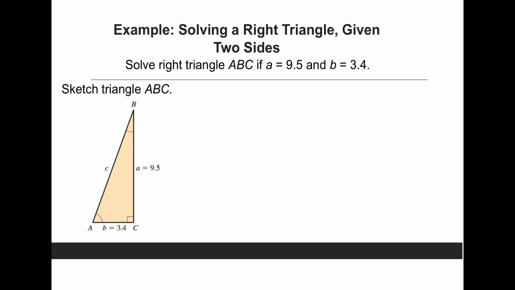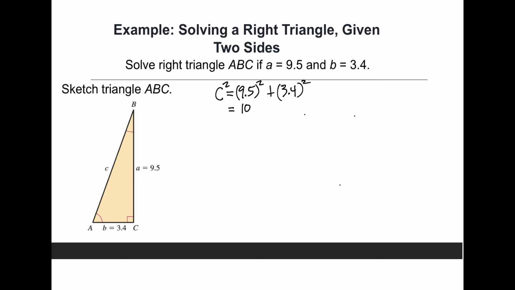Here's another triangle that we need to solve, but in this case we're given two sides and we don't know either of the angles. So how do we find this? Well, I could find the third side because I have two of the three. So maybe let's start there. I know that c squared will equal a squared, so 9.5 squared, plus b squared, 3.4 squared. And so that pretty much gives us something straight off there.